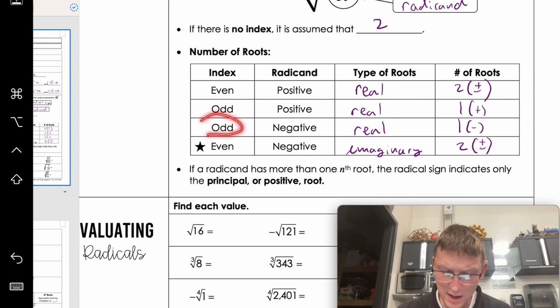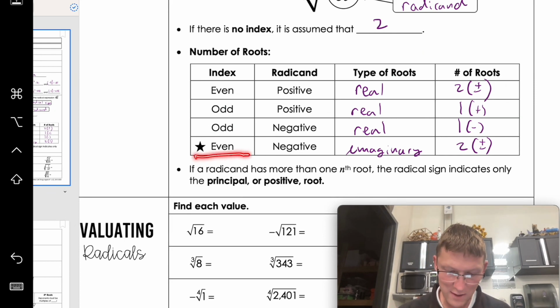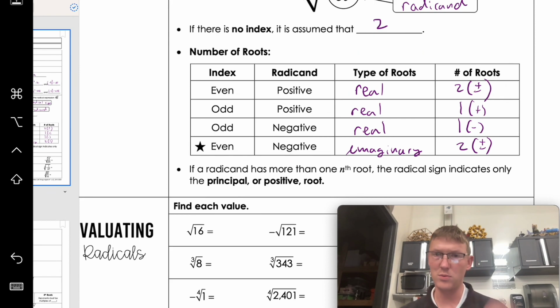Then if we have an odd index, remember that's a number outside of the house, and the number inside the house is negative, we know that we're going to get a real root, but in this case, because it's odd, it's going to be negative. So the answer would be negative. And then we've done this before. If we get an even index and a negative sign under the radical sign, we're going to have two imaginary numbers. So we'll just have an i attached to it, which we are perfectly capable of handling at this point.